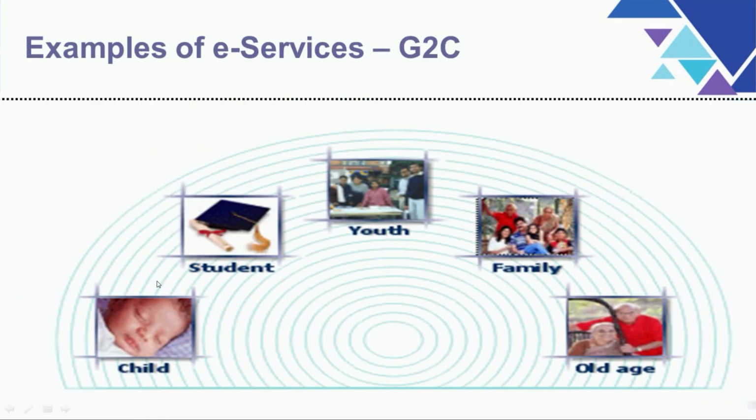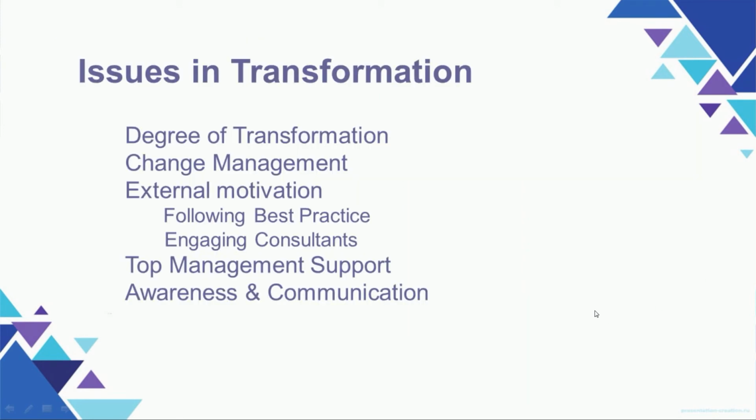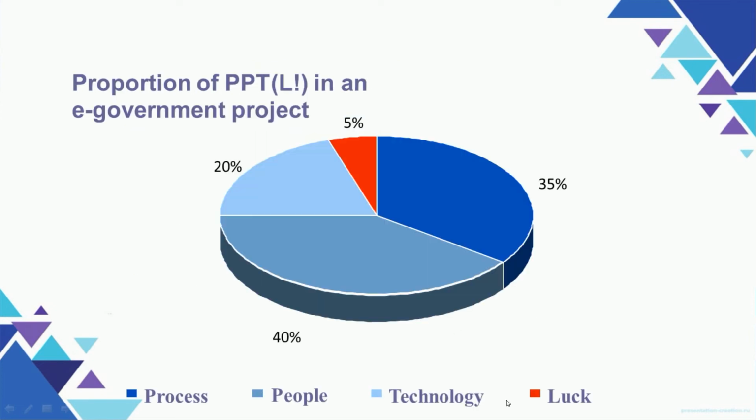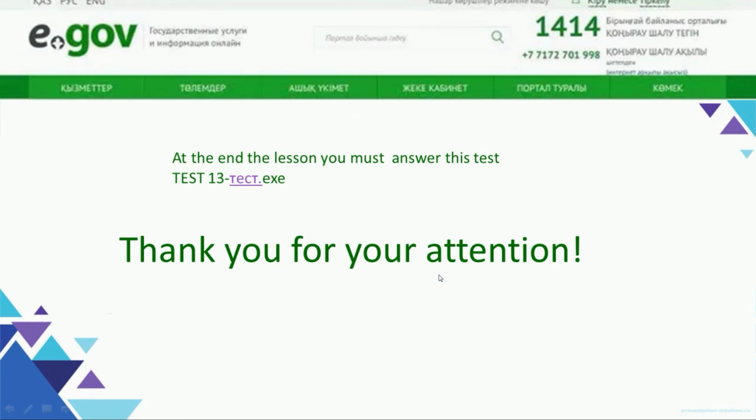Now, there is also shown all this: education and child care and family, and the people, process, technology, resource. A government consists of all of this. Also, a government project uses these people, technology, process, and laws. And how we can use electronic government: by laptop, as I have already shown, and by your ID card. If you don't have any electronic key, you can use your ID card, and even on smartphones, by using eGov browsers, eGov websites, you can go to the program. Okay, and this is the end of our laboratory work.